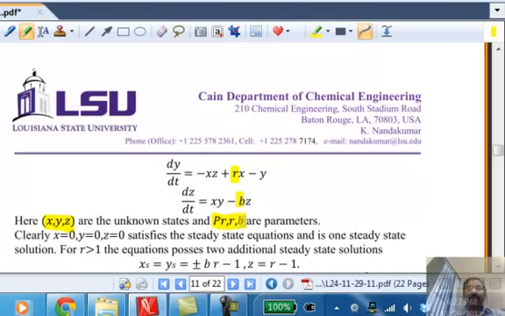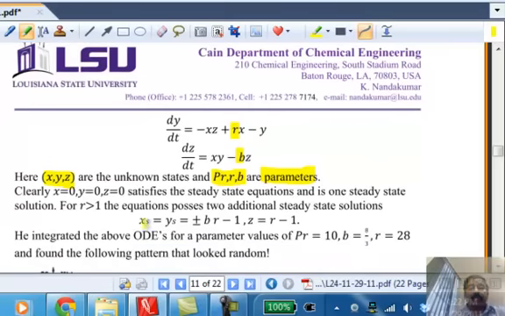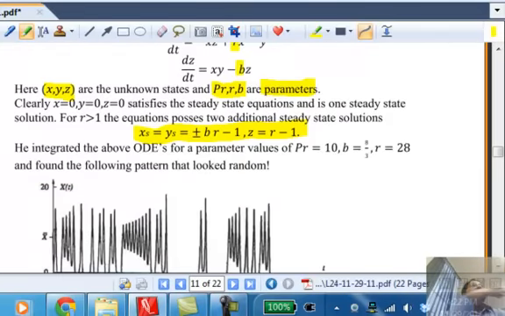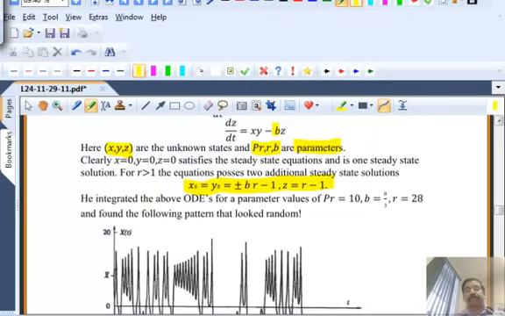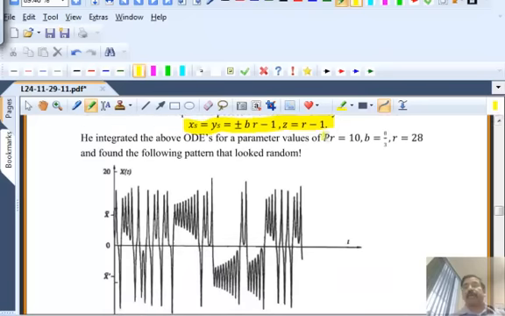If I give you this problem in the final exam, you should be able to do this analysis. What is the steady state, as a function of the parameters in the problem, and determine the stability of those steady states by linearizing the equation and finding the eigenvalues. But what he did was he took these equations and chose a particular value of the parameter set: Pr equals 10, b equals 8/3, r equals 28.